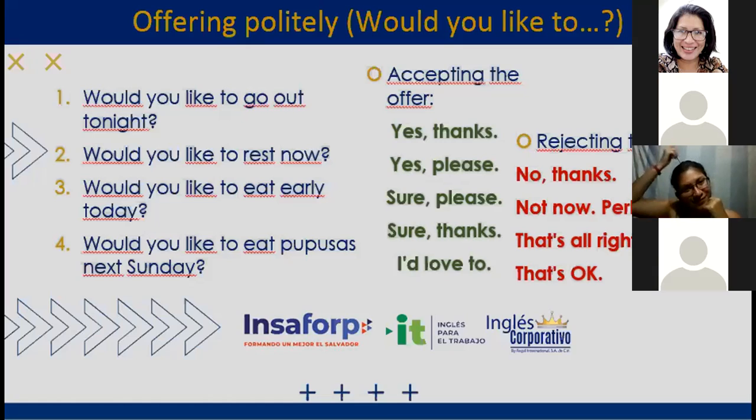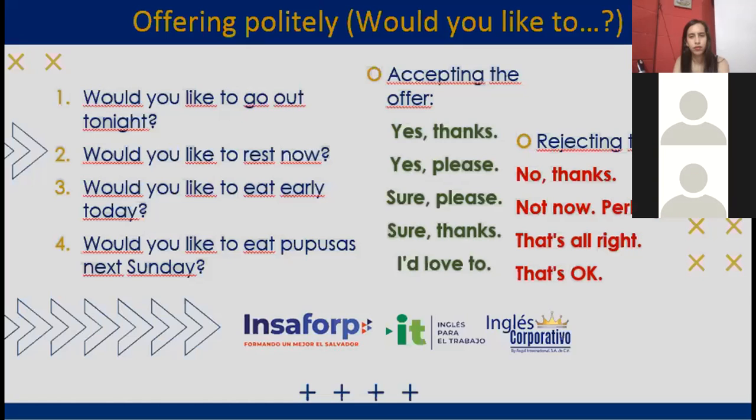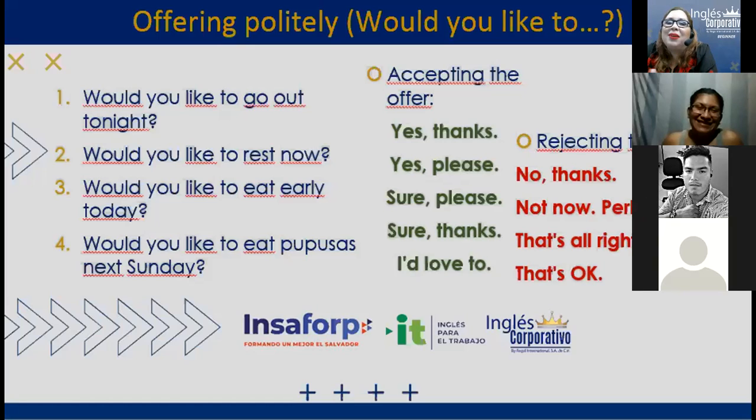Okay, great. Let's see. Linda, would you like to eat pupusas next Sunday? I'd love to, yes. Oh, great, great. So, free choose pupusas, please. Okay. Así dicen, ¿verdad? Los gringos dicen pupusas. But we say pupusas, right?